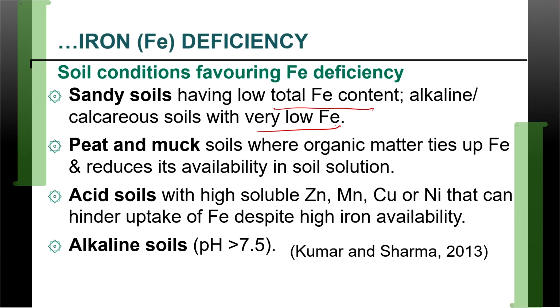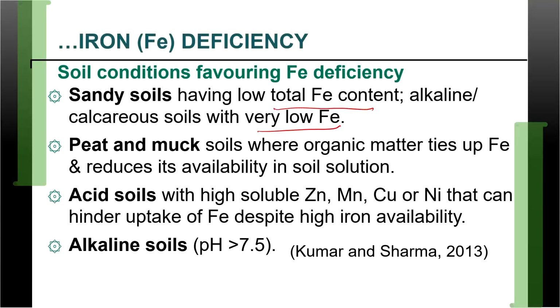Under those conditions also one can have iron deficiency, particularly under acidic soil conditions where iron gets precipitated with phosphorus. Under those conditions one can find the deficiency of iron, but it is towards lower pH. Peat and muck soils, where organic matter ties up iron and reduces its availability in the soil solution. Acid soils with high soluble zinc, manganese, copper or nickel can hinder uptake of iron despite high iron availability.